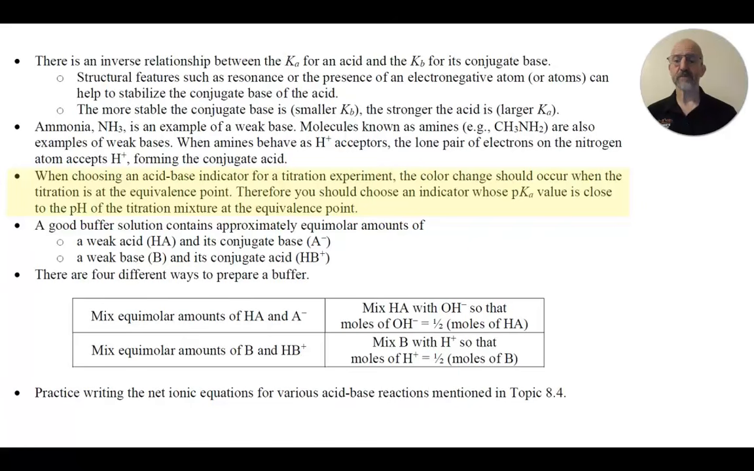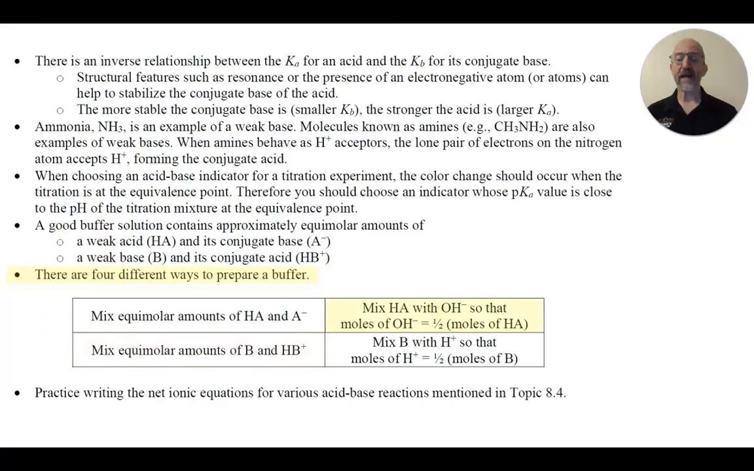Now here is some advice about buffers. A good buffer solution contains approximately equimolar amounts of a weak acid, HA, and its conjugate base, A-, or a weak base, B, and its conjugate acid, HB+. And there are 4 different ways to prepare a buffer. You could mix equimolar amounts of the weak acid HA and its conjugate base, A-. You could mix equimolar amounts of a weak base, B, and its conjugate acid, HB+.